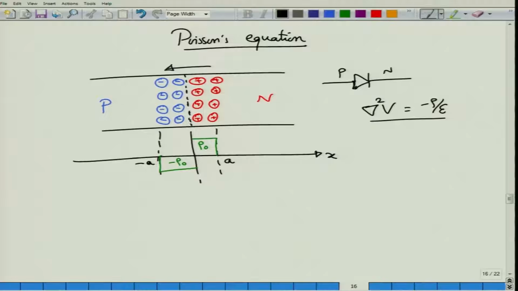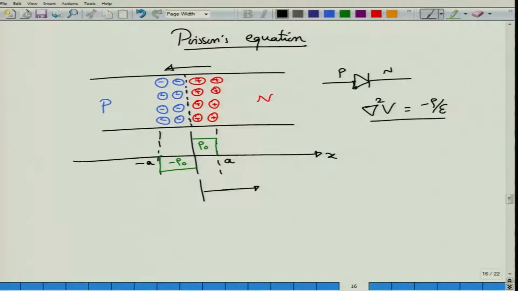We will consider the solution of Poisson's equation only in the N region, that is, when x is greater than 0. The same method can be applied to solve for the potential and the electric fields in the P region as well. I will leave that as an exercise.